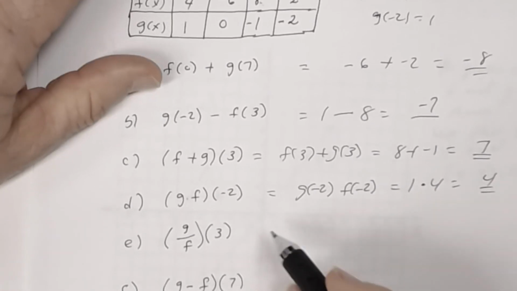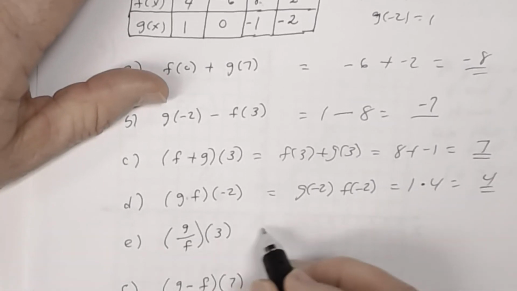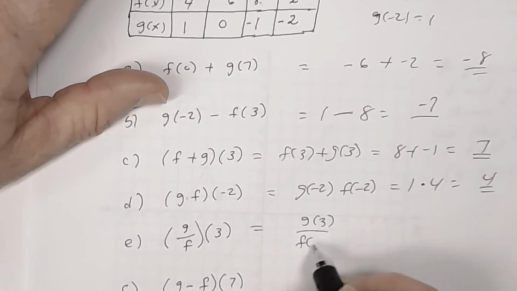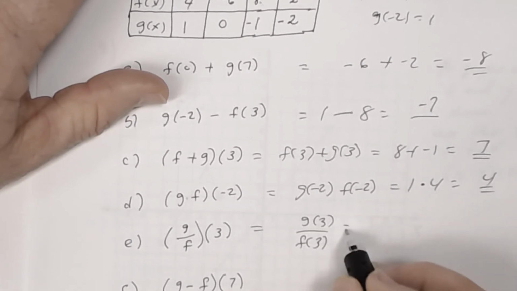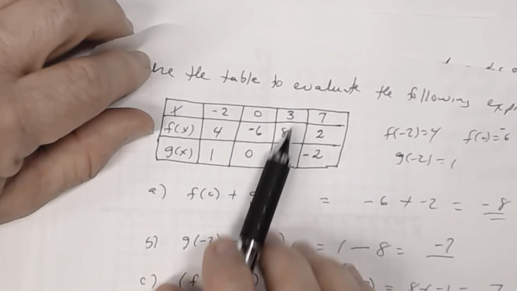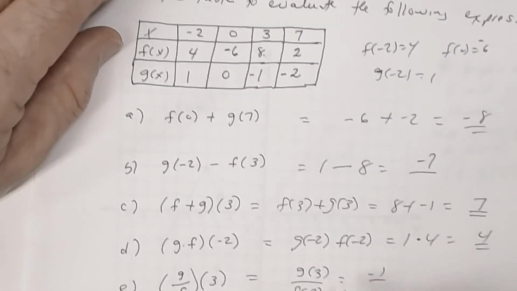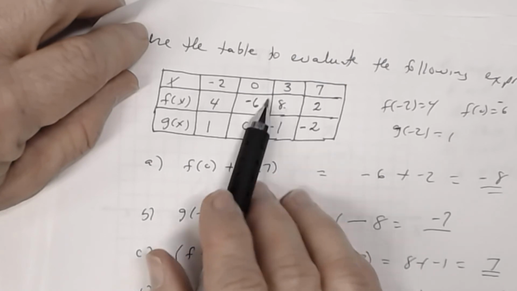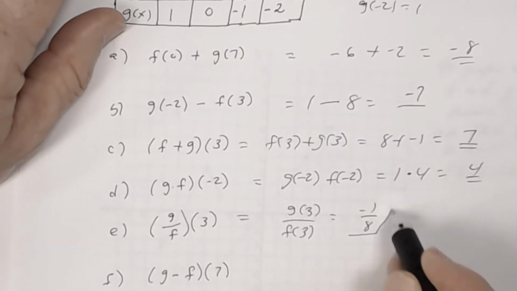All right, the quotient of g and f at 3, so that means g of 3 divided by f of 3, right? So g of 3 is negative 1. Your denominator, f of 3. So f of 3 is what y value? 8. So I get negative 1 over 8.